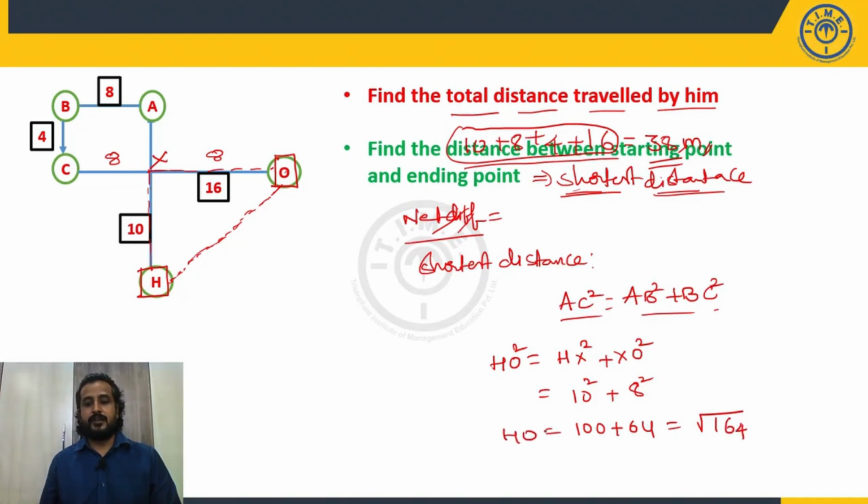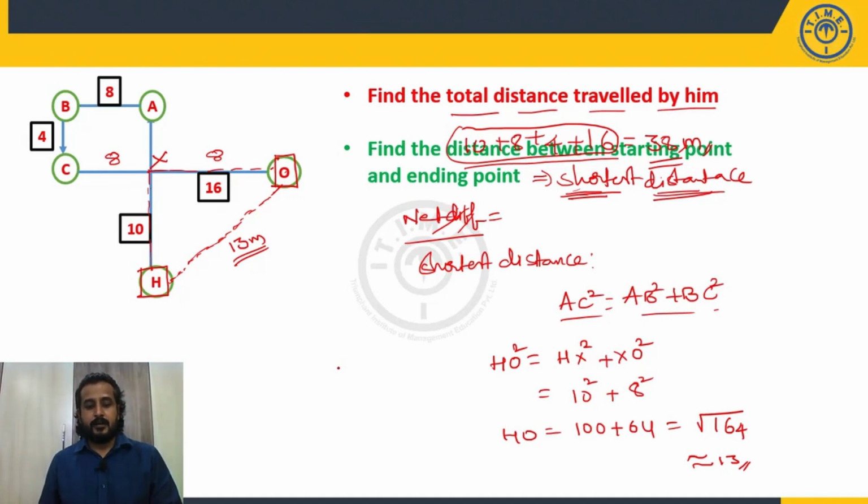So HO is equal to under root of 164, which is approximately 13 meters. Finding the distance between the starting point and ending point gives approximately 13 meters. So this is how we find the shortest distance. Clear? And we need not always form a right angle triangle. Sometimes we can identify directly also. Let me explain that situation.